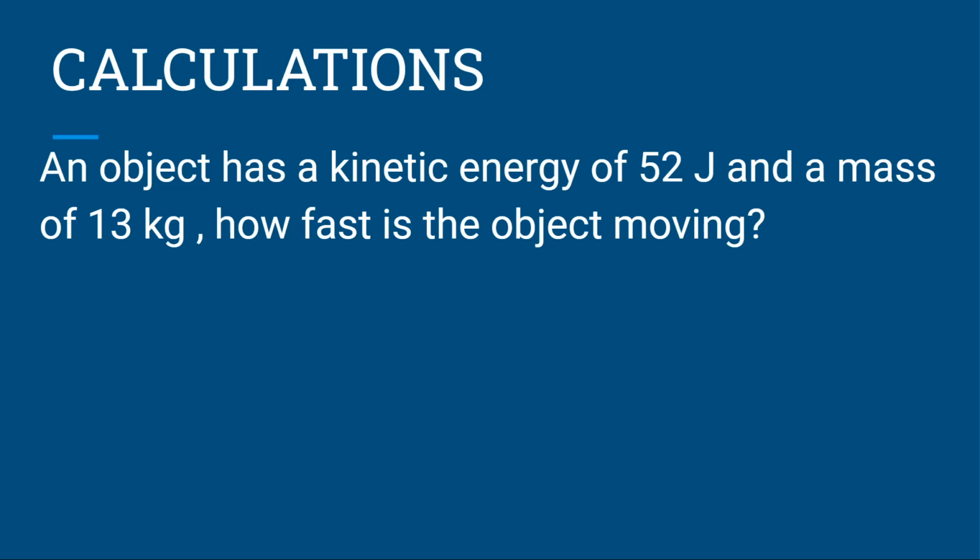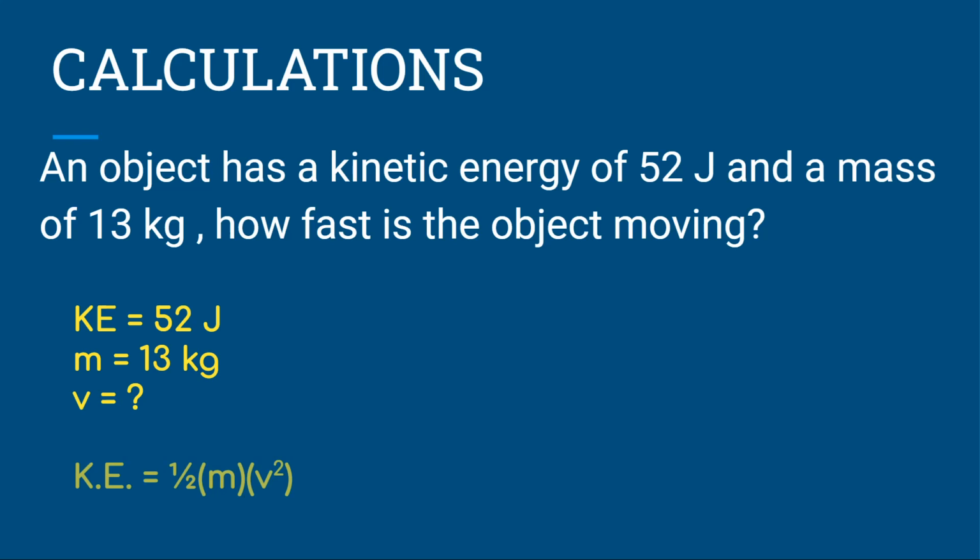Let's try an example calculation now. It says an object has a kinetic energy of 52 joules and a mass of 13 kilograms. How fast is the object moving? So again, label the stuff. I've got kinetic energy and mass up there. I'm looking for velocity, and obviously I'm going to use the kinetic energy equation because that's the information that I have. Kinetic energy equals 1/2 mass times velocity squared. If I substitute in, that looks like this.